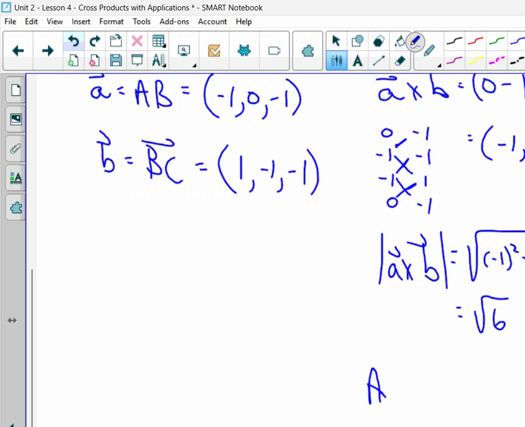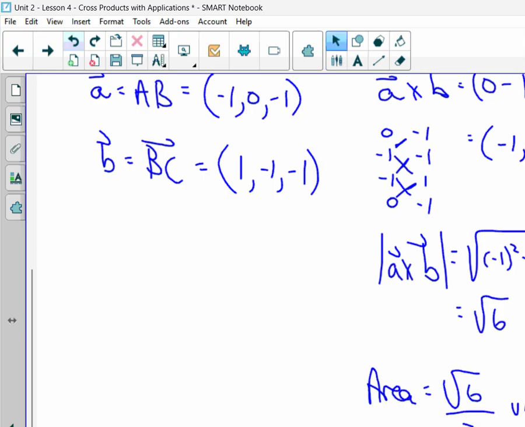And I'm going to say the word area, because my area isn't root 6, it's a triangle this time, right? So root 6 over 2. And I'm going to throw the words units squared on the end, because I don't know what the units are. And there's a real quick example of how we can actually use this cross product idea.